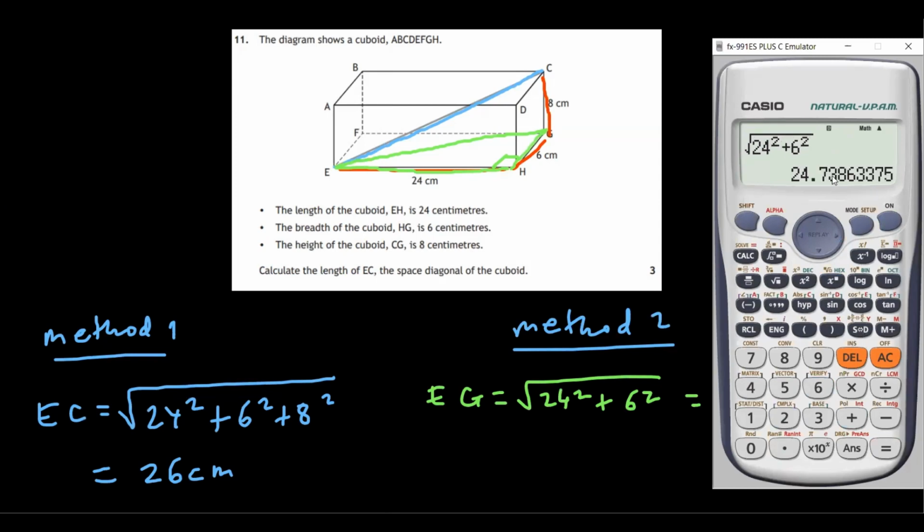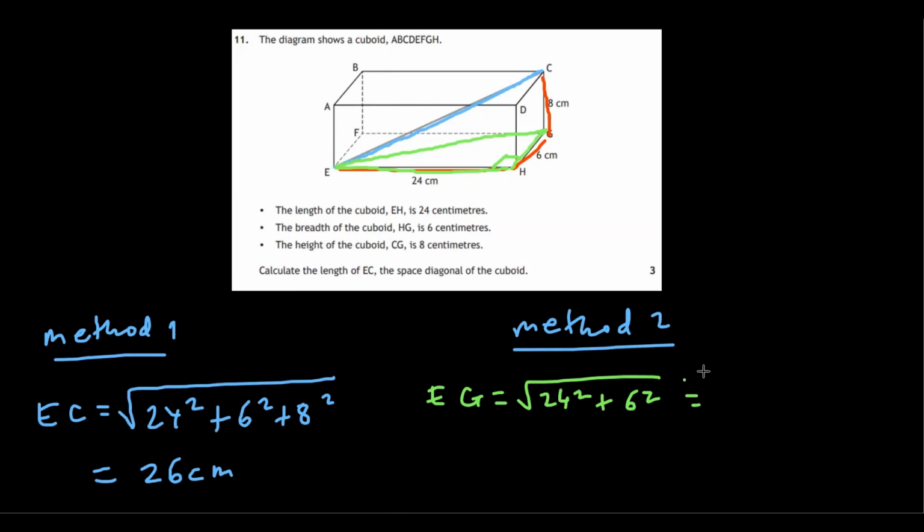So that gives 24.739. And then you would just use that to find this diagonal over here. So you just use this right angle triangle over here. So that would be a right angle there. And then we've got this length over here, and this one's just 8.